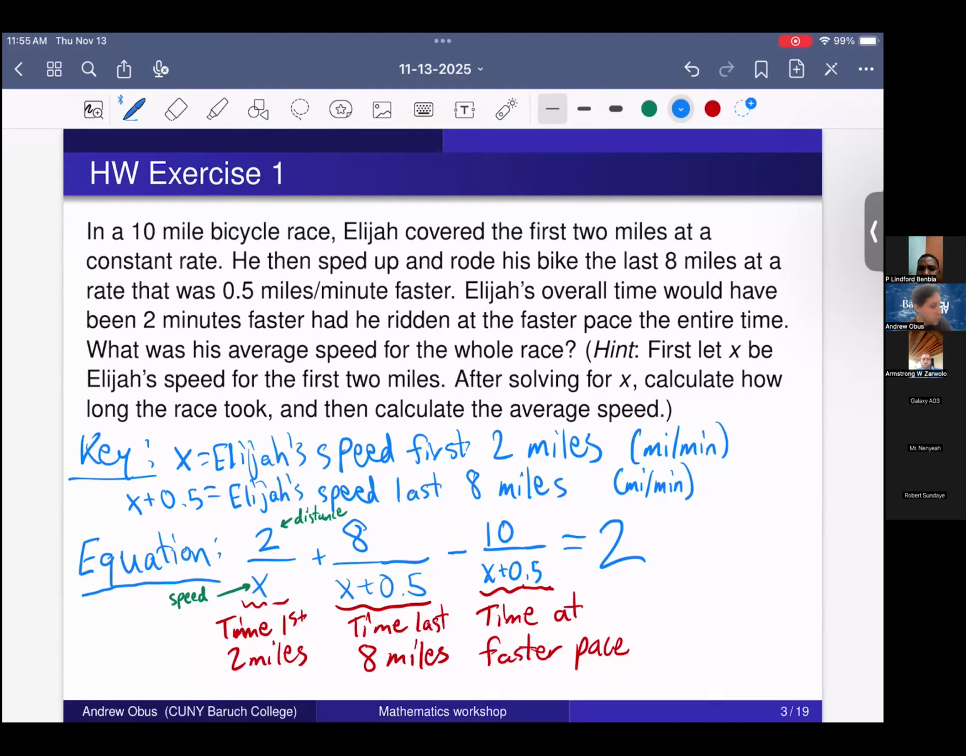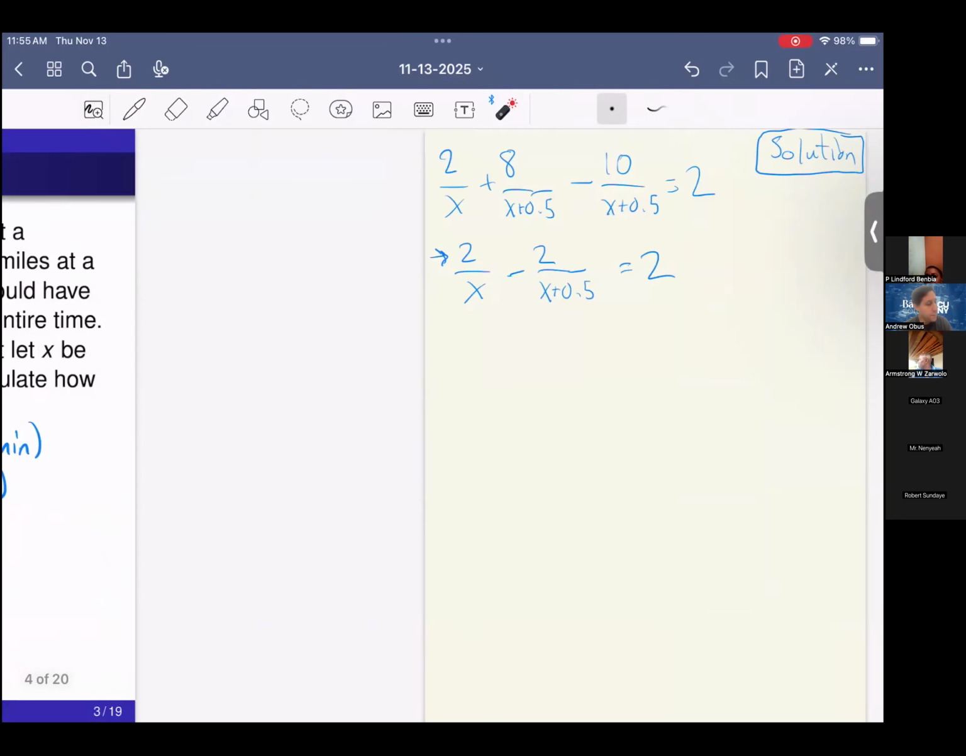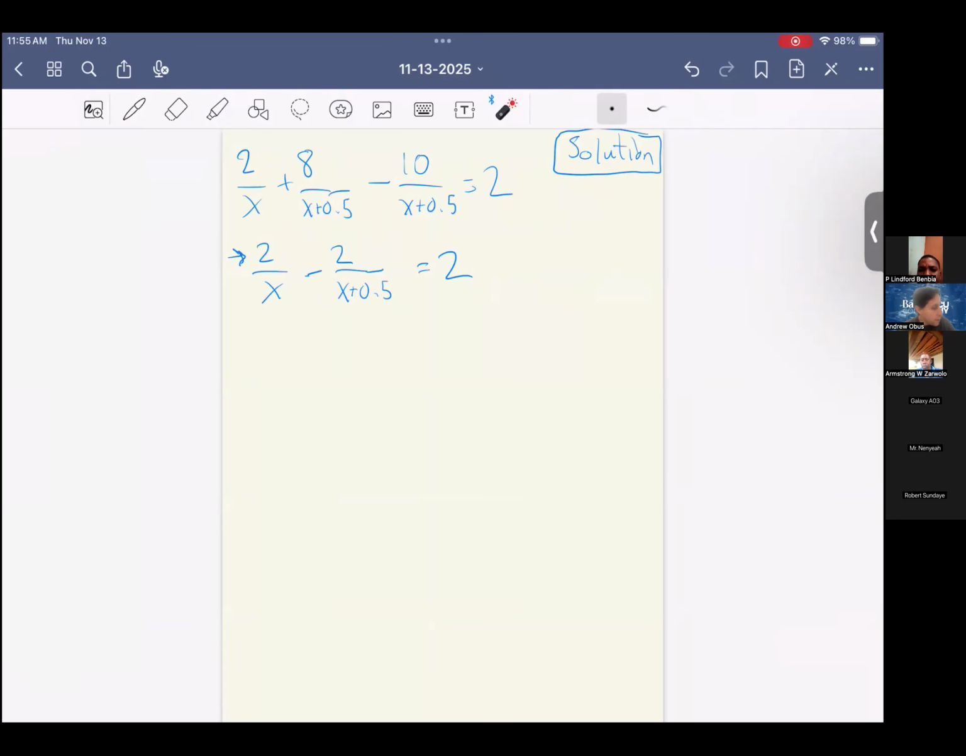It's because of this word "faster," right? That's telling you that the difference between one time and the other time is 2 minutes. It's this difference. Okay, great. So 2 over x minus 2 over x plus 0.5 equals 2.